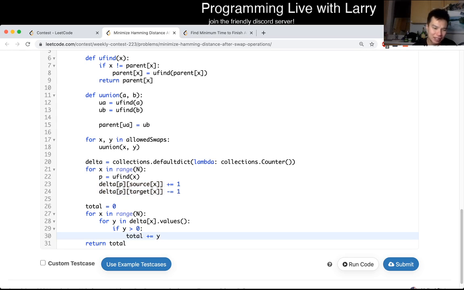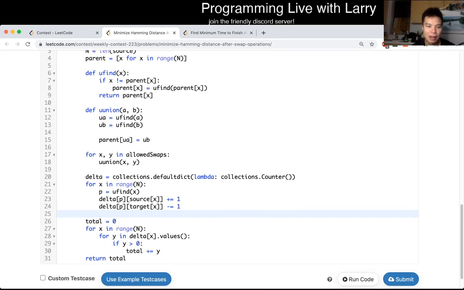I only count the positive because if I have any negative number, that's just going to be on the target side. So basically, that's the number of moves, because if one index is contributed in 2 places. So yeah, that's all I have for this problem.